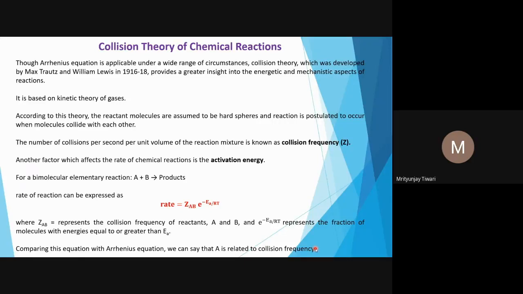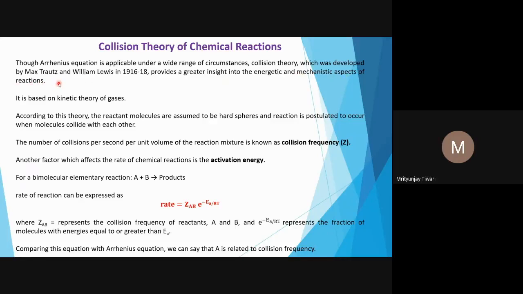Let's cover the collision theory of a chemical reaction. Though the Arrhenius equation is applicable under a wide range of circumstances, collision theory, which was developed by Max Trautz and William Lewis in 1916 to 1918, provides a greater insight into the energetics and mechanistic aspects of reaction. We'll read about the collision theory only briefly, not in detail.